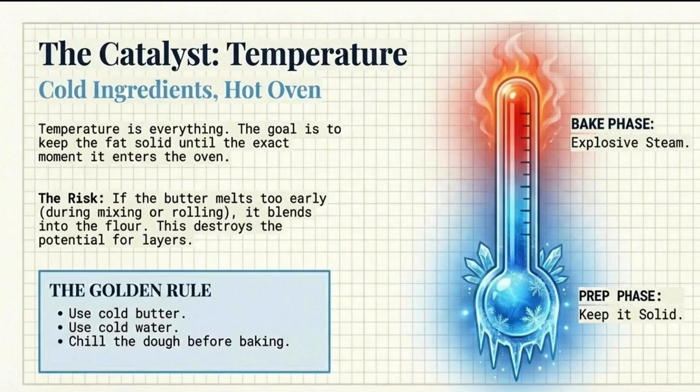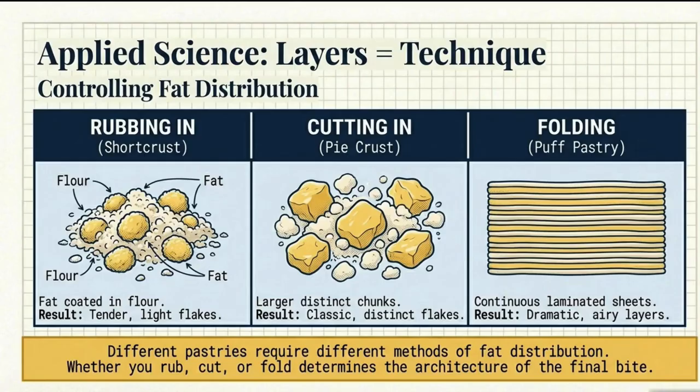The golden rule: use cold butter. Use cold water. Chill the dough before baking. Prep phase: keep it solid. Bake phase: explosive steam. Applied science: layers equal technique.